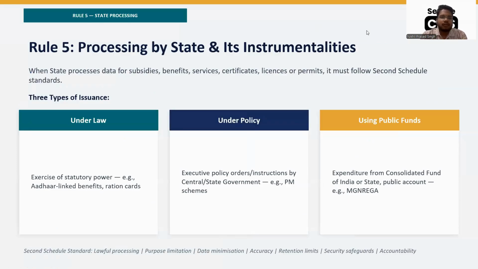Then, processing by the state and its instrumentalities. Processing by the state, you can understand that. But what are instrumentalities? In a legal sense, instrumentalities are the means where a state doesn't operate directly, but it acts as a beneficiary in that area, or as a very important shareholder in that thing. For example, the BCCI, the Board of Control for Cricket in India, the richest cricket board in the world. That is an instrumentality of a state.